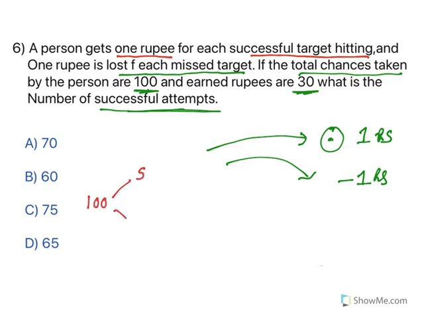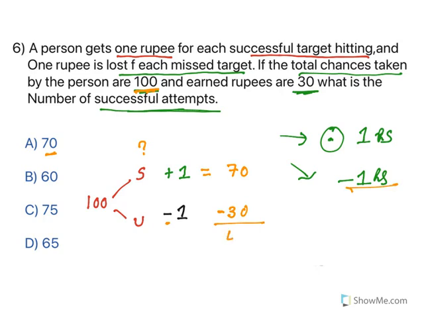Some are successful, some are unsuccessful. For every successful attempt, he will be getting plus 1 rupee. For every unsuccessful one, he will be losing minus 1 rupee. Now, what has to be done here? You need to know how many attempts are successful. Again, let us solve from the options. Let us take option 1, 70. Imagine the successful attempts are 70. What will be the unsuccessful? 30. Why? Because totally 100 attempts are there. So 70 minus 30, because you need to subtract this, because he will be losing 1 rupee for each.